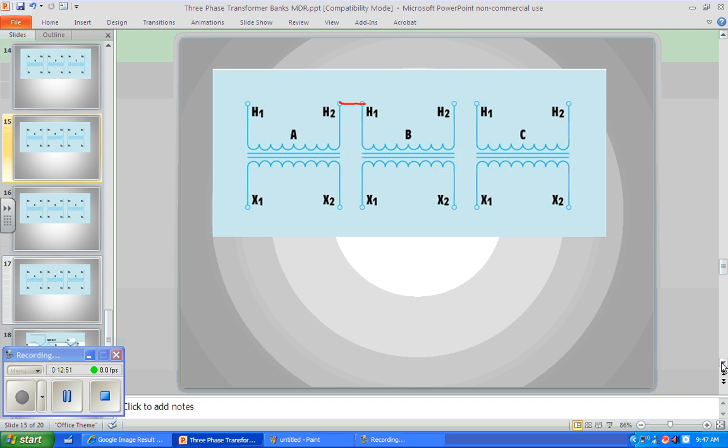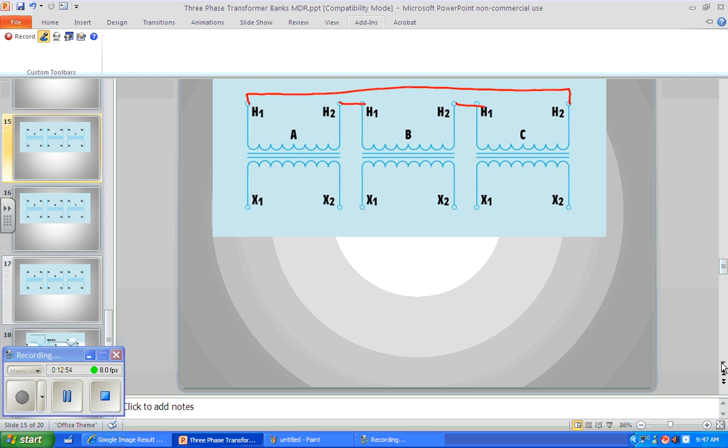Lost my drawings, that's okay. This is phase A coming in. This is phase B coming in. This is phase C coming in. And so now we have the input wired as a delta. Now we want to have the output go out as a Y. So we know that we're going to tie the right side of each transformer to a grounded conductor, and we generally call that a neutral. We're going to have phase A coming out of here, phase B coming out of here, and phase C coming out of here. And I said we're going to have a delta Y delta, right?